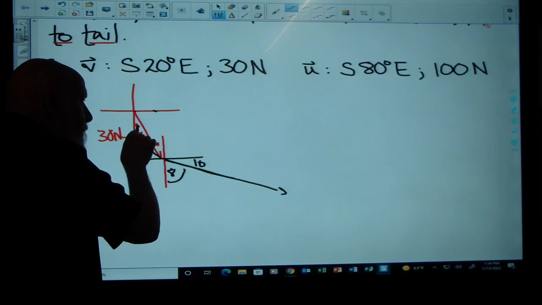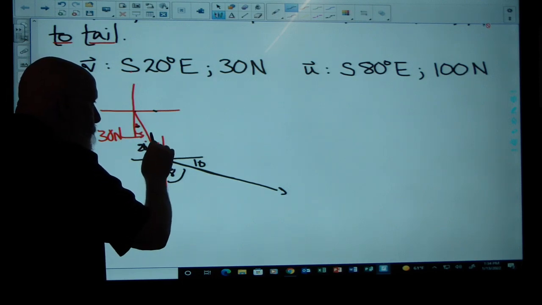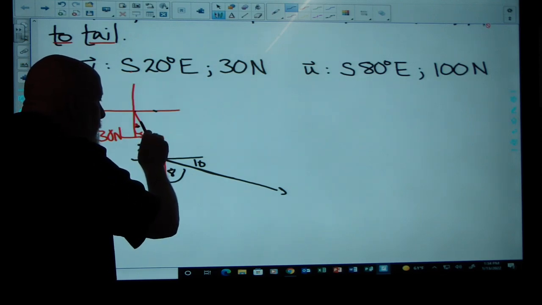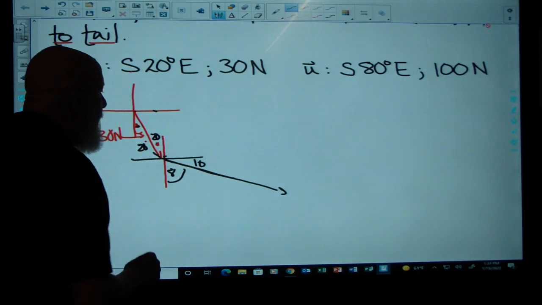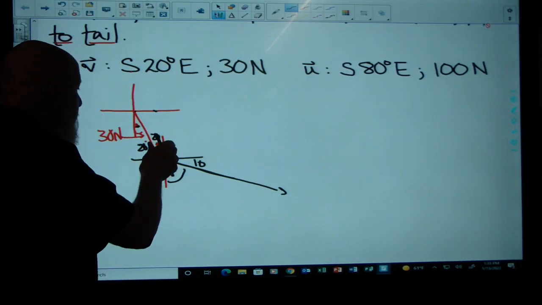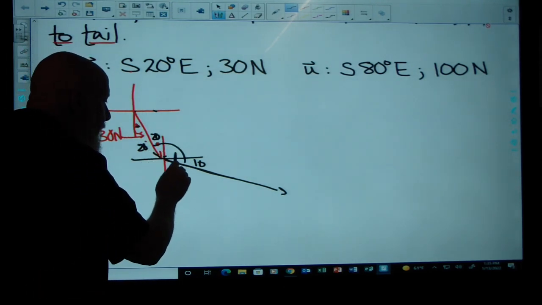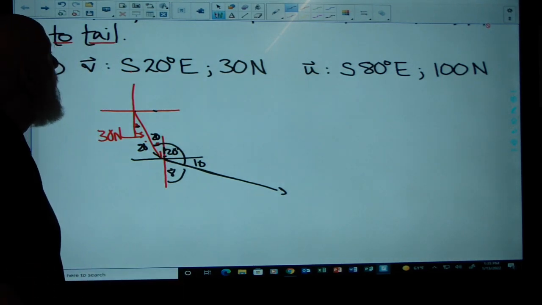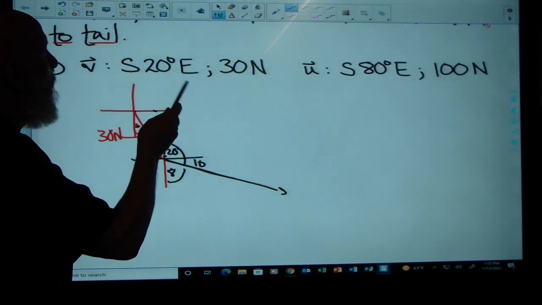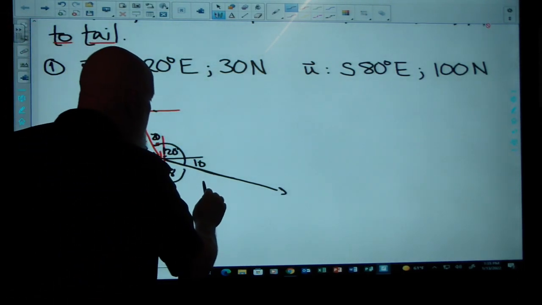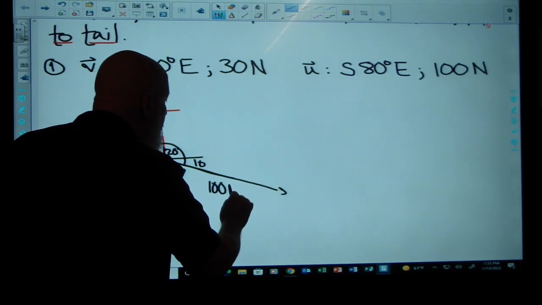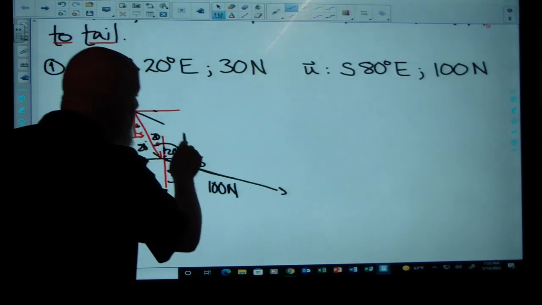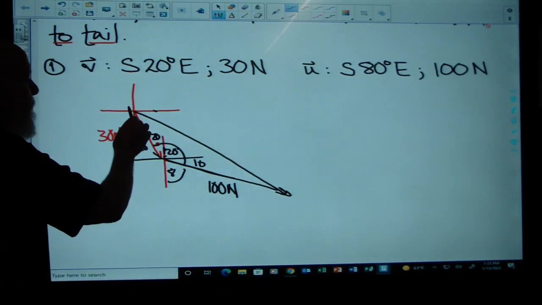If this is 20 degrees right here, as we said earlier, then this one has to be 20 degrees right there. And 20 plus 90 plus 10, that's 120. So this angle right here, if I need it, is 120 degrees. It's kind of messy. And I want to draw, see, that's 100 newtons. I want to draw the resultant. The resultant would be this right here, from the tail of this one to the tip of that one.